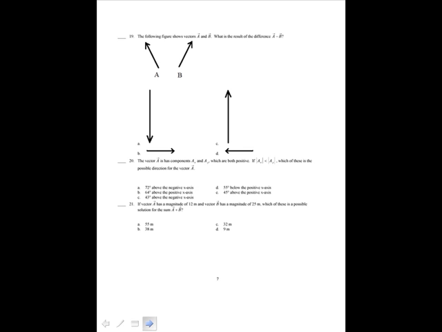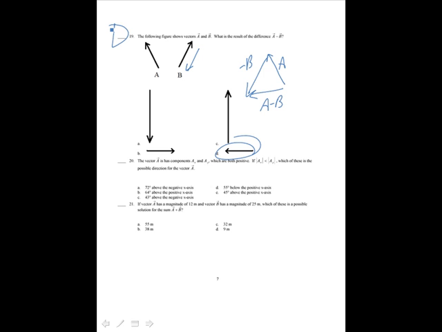Alright, which of the following figures show vectors A and B? What is the difference A minus B? Well, here's my vector A. My vector minus B looks like this. So this is A minus B. The difference A minus B. And that is the same as vector D in number 19.